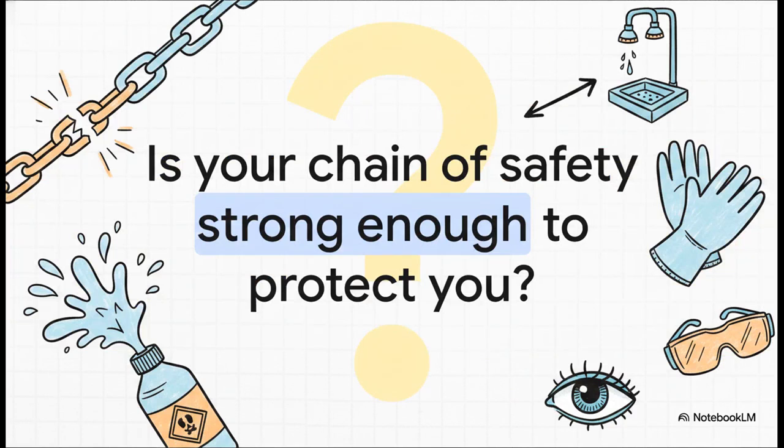So, we've covered the training, the labels, the PPE, and the emergency flushes. I want to leave you with this provocative thought as we wrap up this explainer. Look around your workspace today. Look at the squeeze bottles sitting on the counter. Look at the path to the eyewash station. If a chemical splashed right now, this very second, is your chain of safety strong enough to protect you?